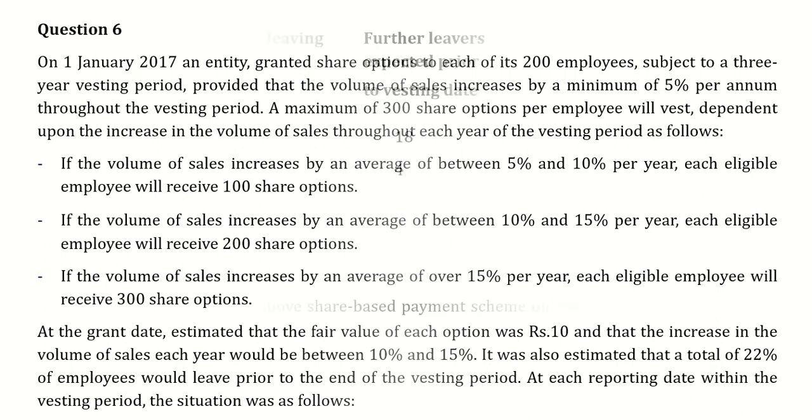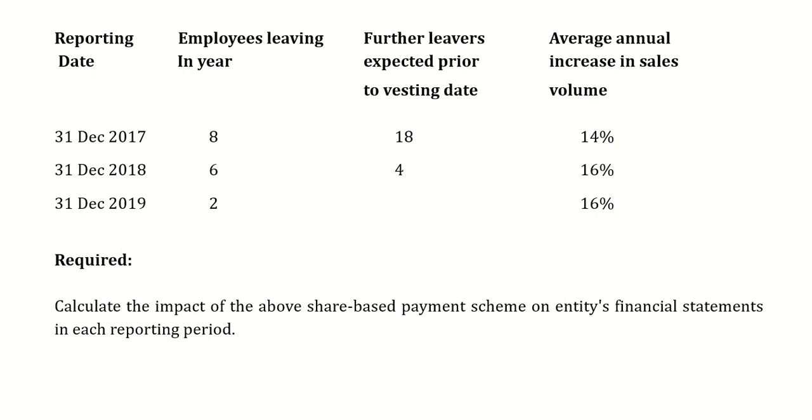And transactions happened during the period. In the reporting period of 2017, employees leaving in the year is 8. We simply assumed 22% would leave, but actually 8 employees left in the first year. Right? 8 employees have left in the first year. Further leavers expected prior to the vesting is 18. That many more are expected to leave before the vesting date.